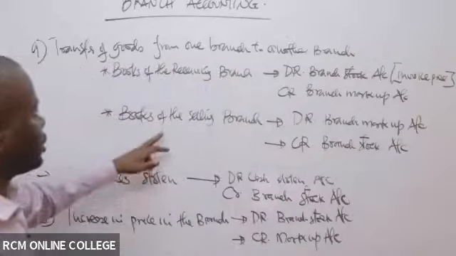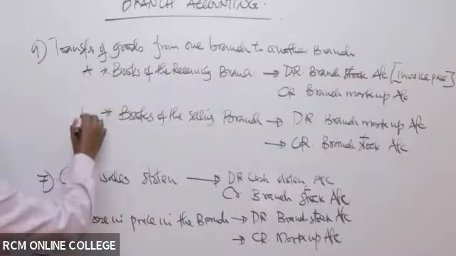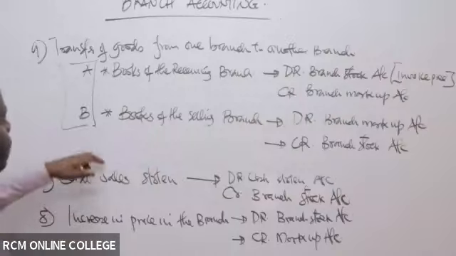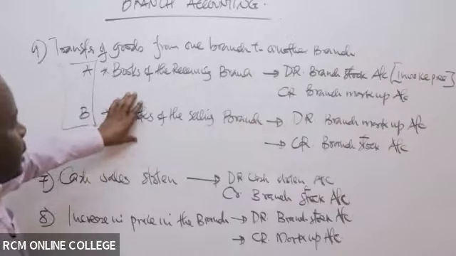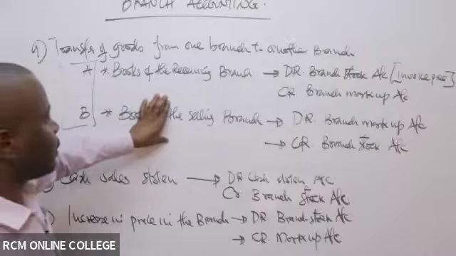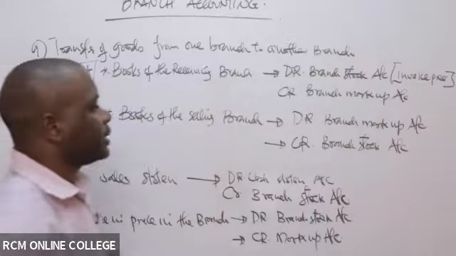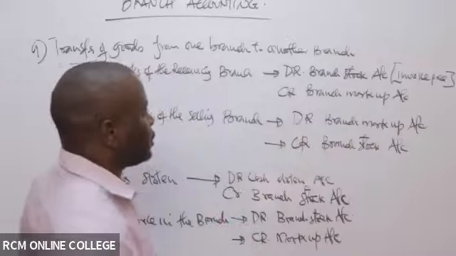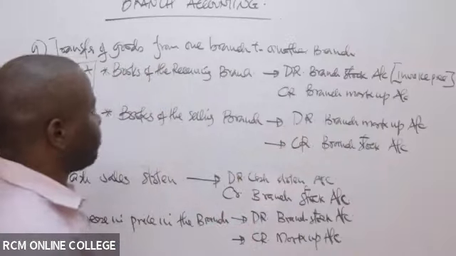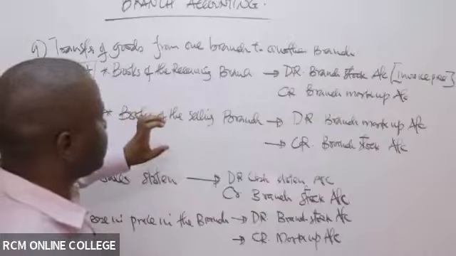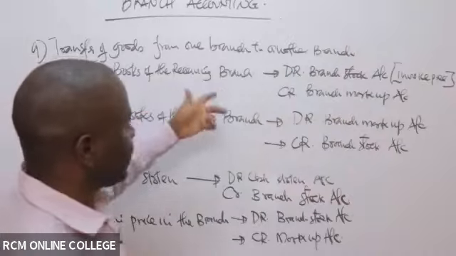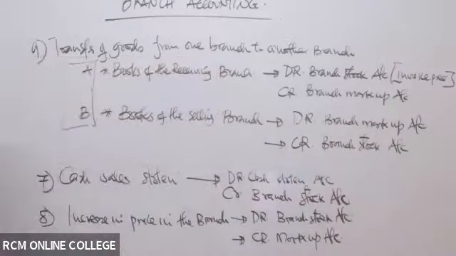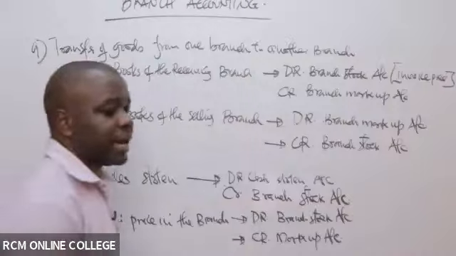This branch that is sending out could be branch A or branch B. They are members of the same company. So when you are preparing the branch accounts for this branch, you treat this as a sale to the other branch. For this branch, there's a markup account it is maintaining. Remember, each and every branch maintains its own accounts. So if it is selling to another branch, you debit the branch markup account and credit the branch stock account. Remember, there are specific ledger accounts that will likely be maintained by a branch.